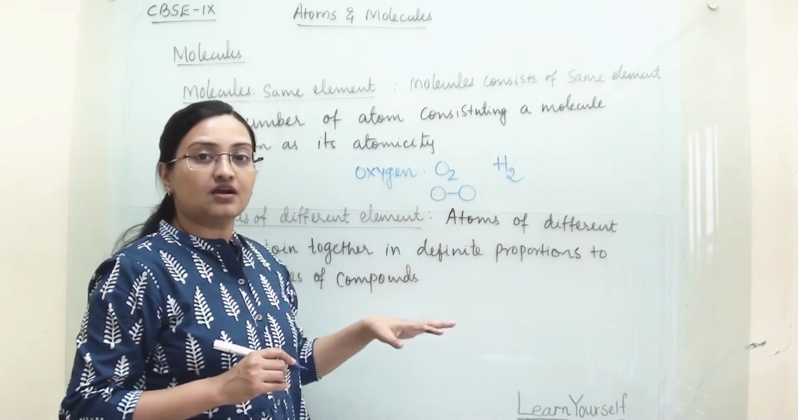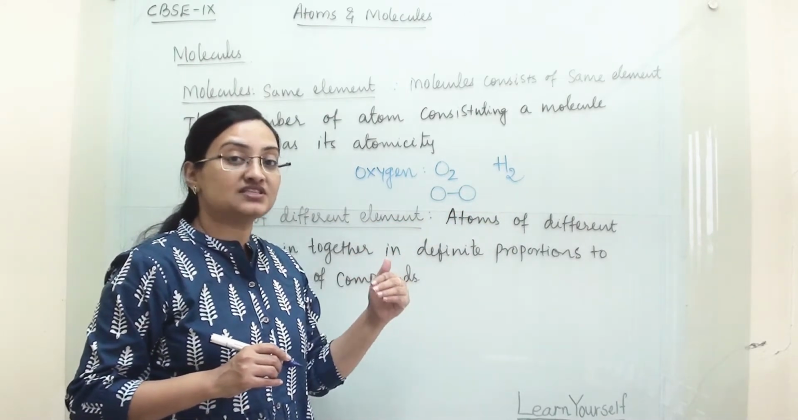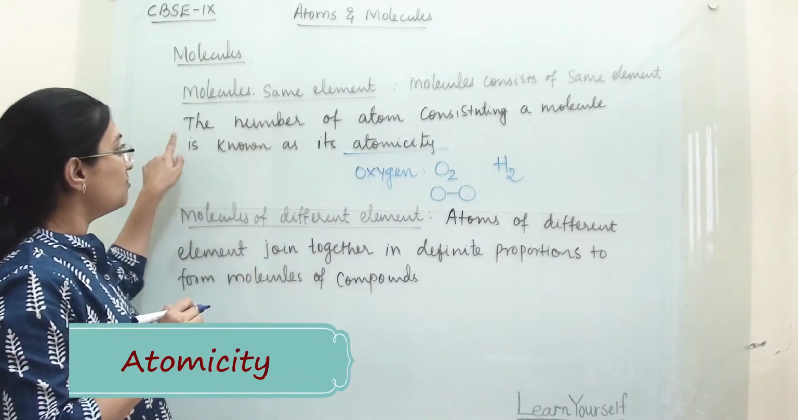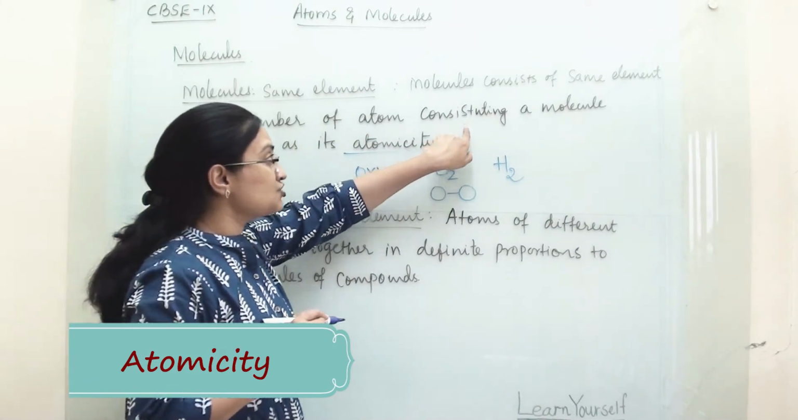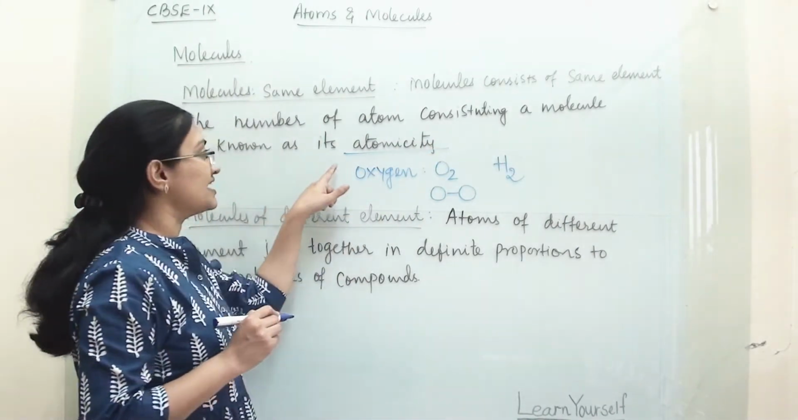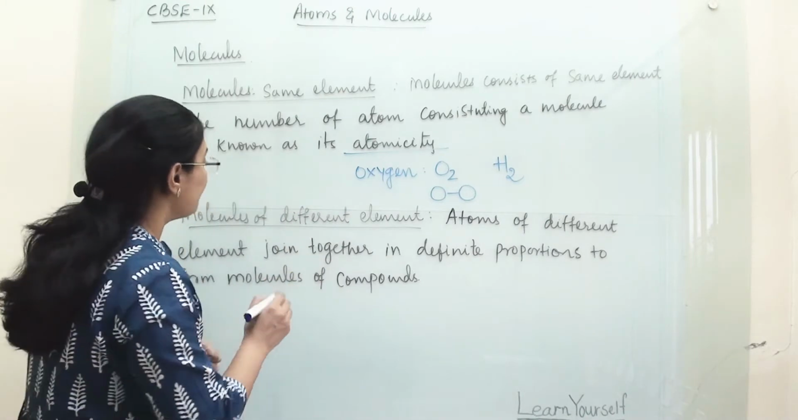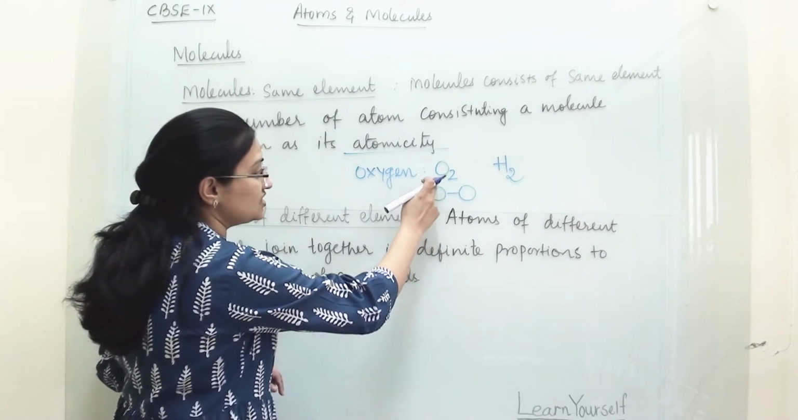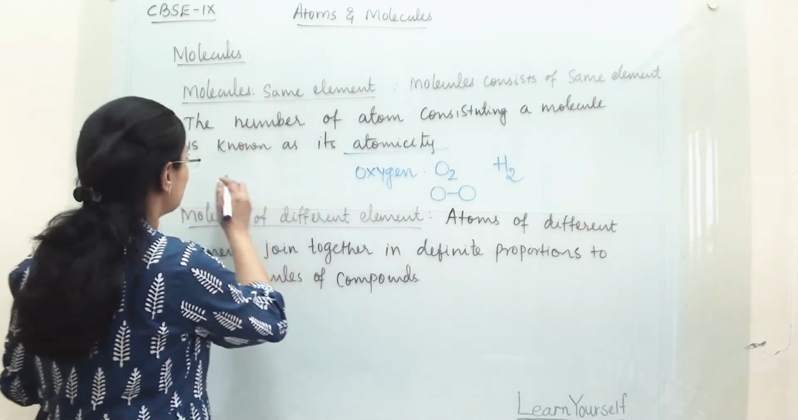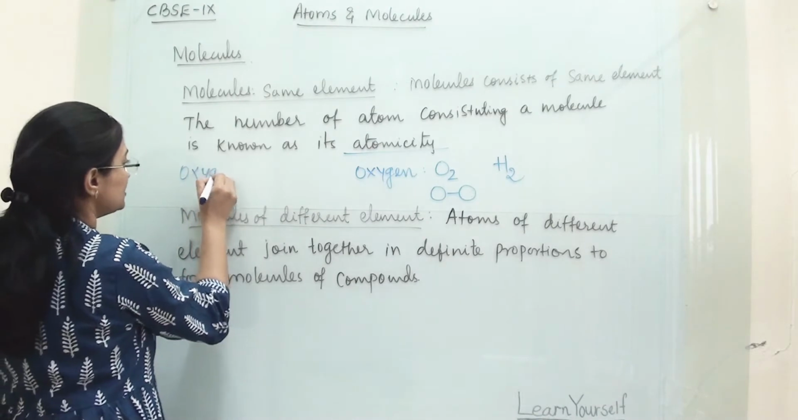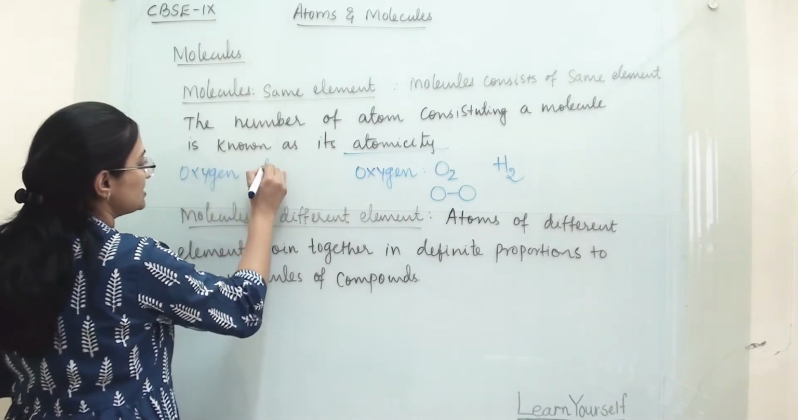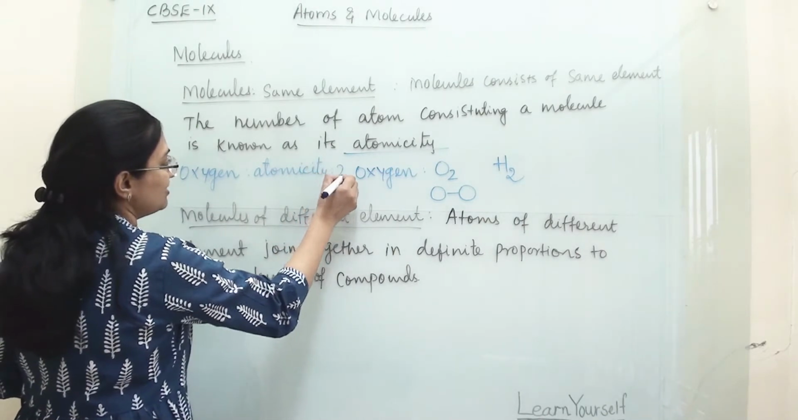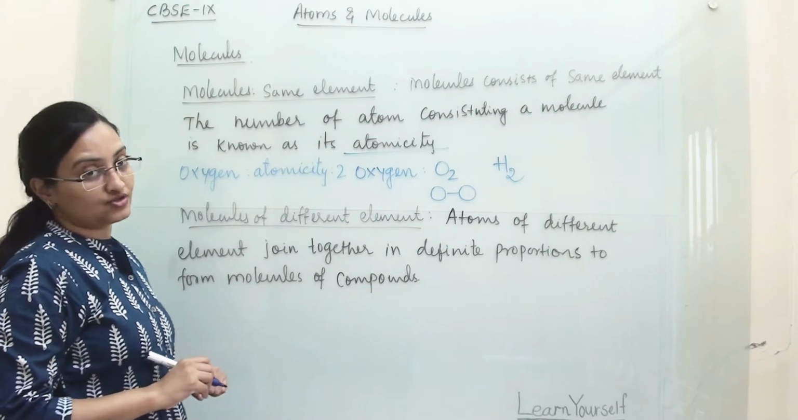Now when we talk about molecules formed from the same element, we have to discuss atomicity. What is atomicity? The number of atoms constituting a molecule is known as its atomicity. That means in an oxygen molecule there are two atoms of oxygen. So oxygen's atomicity is 2, because in an oxygen molecule there are two atoms of oxygen.